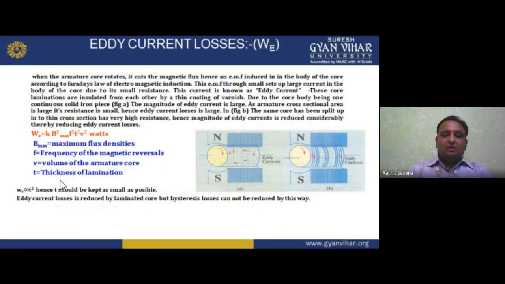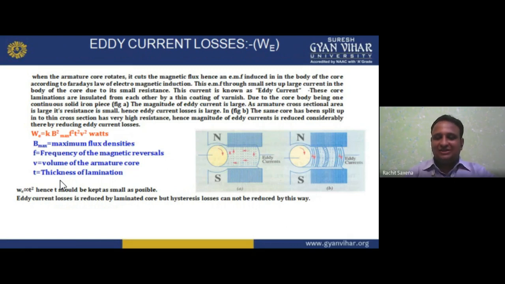Now We is basically related to T square. Hence T should be kept as small as possible. If I increase the thickness more, then We will be more. So we have to make the thickness minimum, not maximum. I hope you understand the proportionality. Now, eddy current loss is reduced by the laminated core, but hysteresis loss cannot be reduced this way.